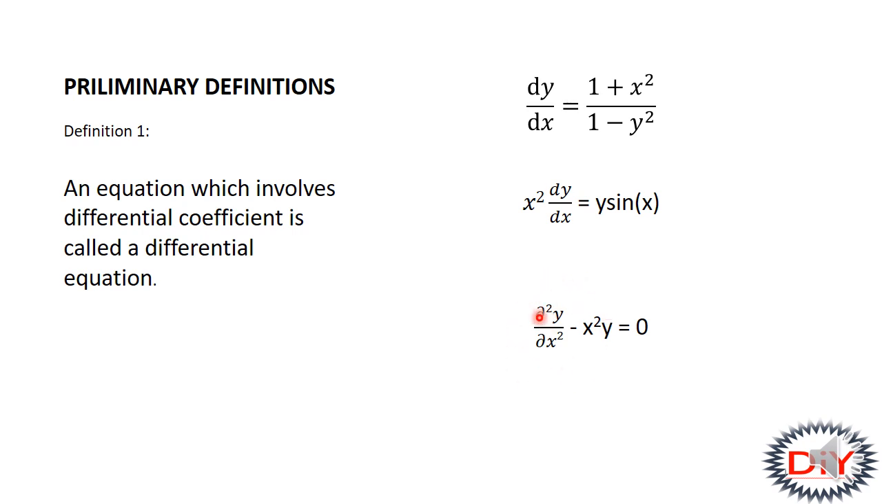Now let's look at the third example, which is expressed as a second derivative. You have d squared y over dx squared minus x squared y equal to 0. This is what? A differential equation. Whether it's in the first order derivative, the second order or the third order, it is still a differential equation. So we are going to look at how we analyze these, with some examples under them.